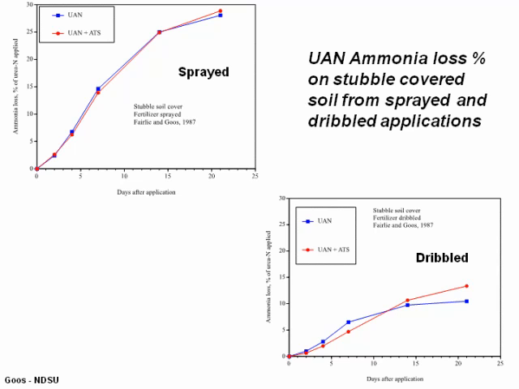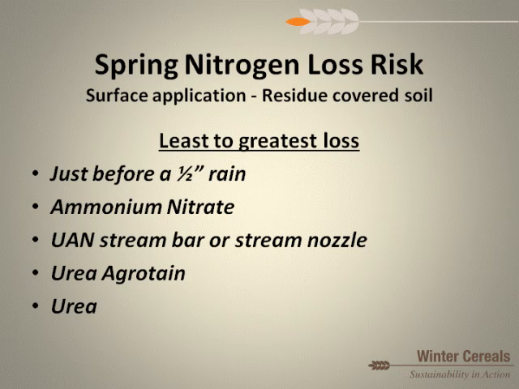One way to help reduce that loss a little bit, if you're using UAN, the liquid form, is to use a stream bar, which is shown in the bottom right-hand graph. And you can see he was able to reduce those ammonia losses to 10 to 15%. So that's one way to retain some of your nitrogen if you're using the liquid formulation. But in terms of what leads to the greatest loss, if you can apply any and all of these just ahead of a half-inch of rain, you've solved your problem. So that's one thing to consider.